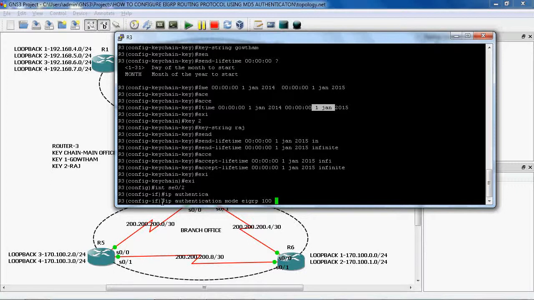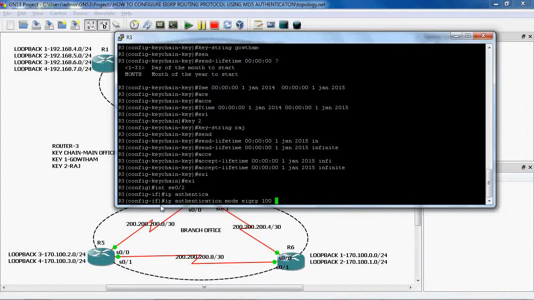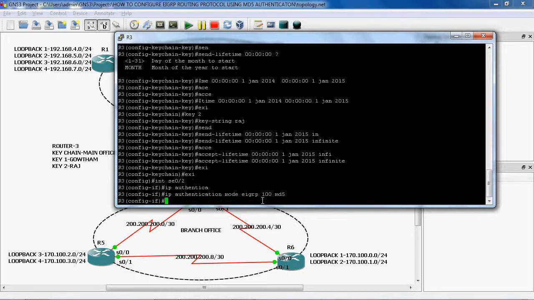So the syntax for creating IP authentication is IP. So we can go to that particular interface. In that particular interface we can give IP space authentication space. Next we can mention the mode. First of all we can mention the mode, then we can use the EIGRP routing protocol and its corresponding autonomous system number. Here I will use MD5 authentication, enter.